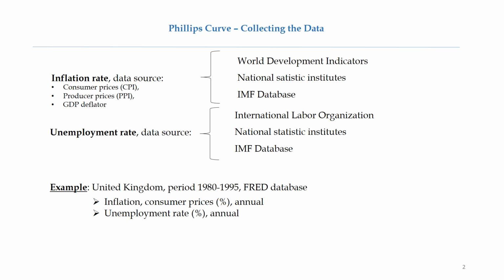The research begins with the collection of data on inflation and unemployment. Depending on the period and the country or countries under analysis, inflation data, specifically consumer prices, production prices, or GDP deflator, can be sourced from databases such as World Development Indicators, National Statistical Institutes, or the IMF database. Similarly, data on unemployment rates can be obtained from databases like the International Labour Organization, National Statistical Institutes, or the IMF database. All these databases are publicly accessible.